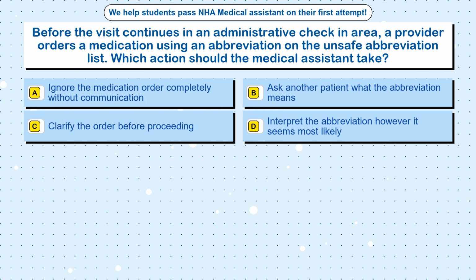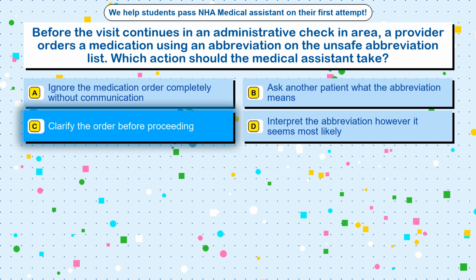Question 83. Before the visit continues in an administrative check-in area, a provider orders a medication using an abbreviation on the unsafe abbreviation list. Which action should the medical assistant take? Option A, ignore the medication order completely without communication. Option B, ask another patient what the abbreviation means. Option C, clarify the order before proceeding. Option D, interpret the abbreviation however it seems most likely. The correct answer is option C, clarify the order before proceeding.